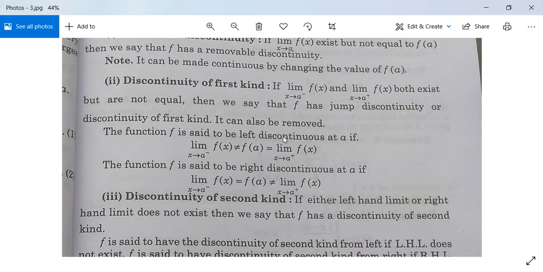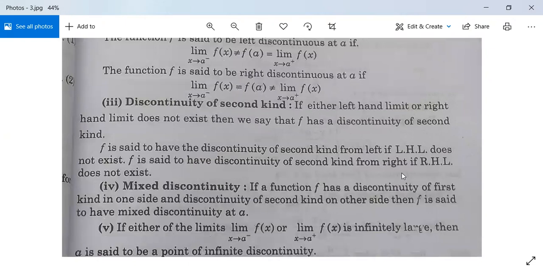The function f is said to be left discontinuous at a if limit x tending to a minus is not equal to f(a), which is equal to limit x tending to a plus f(x). The function f is said to be right discontinuous at a if limit f(x) x tending to a minus is equal to f(a), but it is not equal to limit f(x) x tending to a plus.